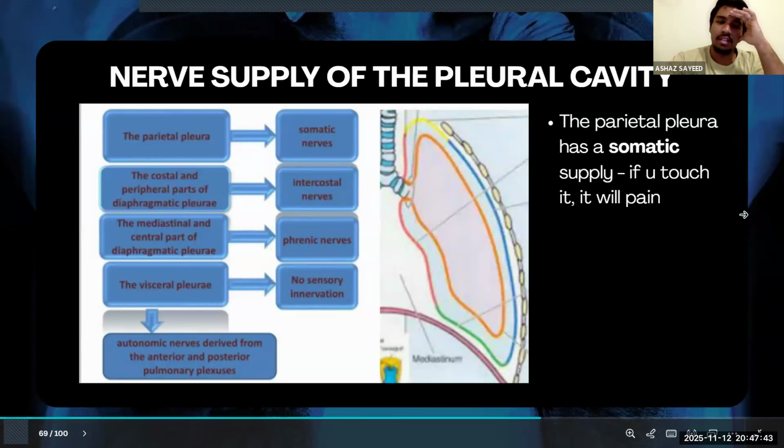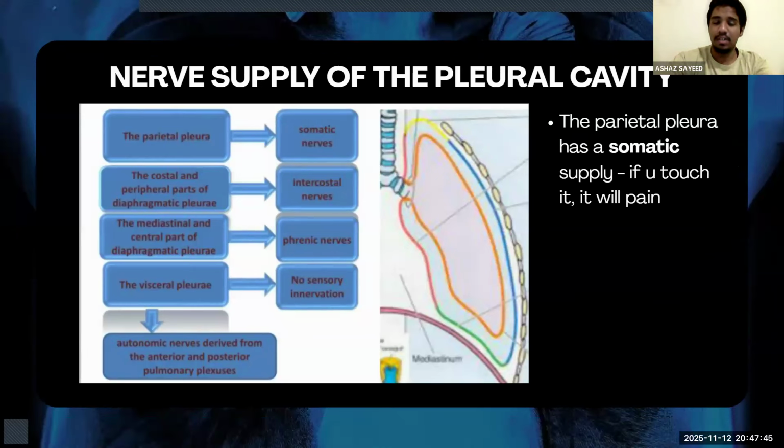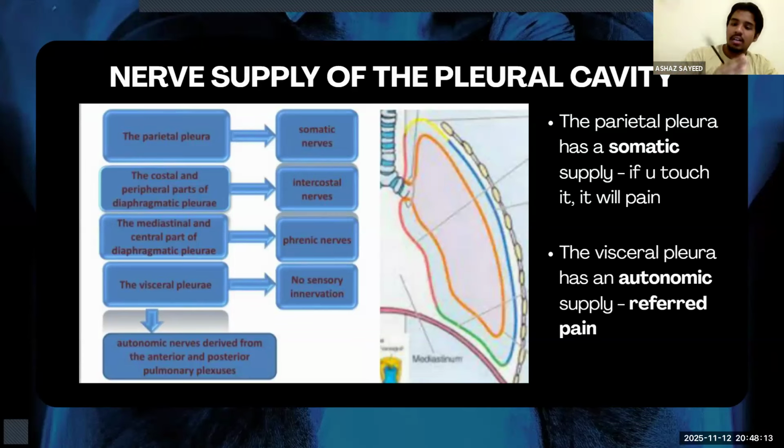I don't remember them asking us about the nerve supply itself, but you have to know it. They might change up something. It's not something you completely ignore. The main thing you have to know is that the parietal pleura has a somatic supply, which means if you hypothetically touch my parietal pleura with a pen, I'm going to feel pain. And the visceral pleura, the inner one, has an autonomic supply, which means if you try to touch it, you won't feel pain directly at that space.